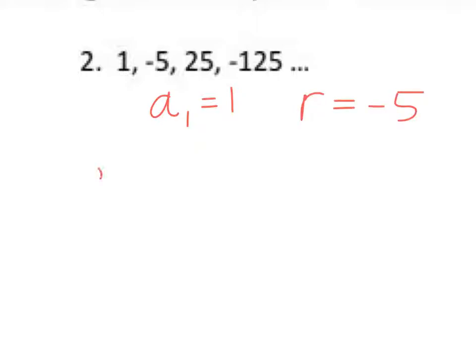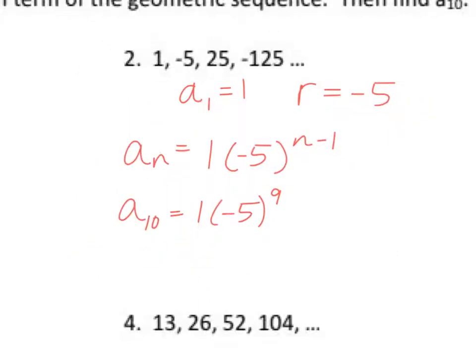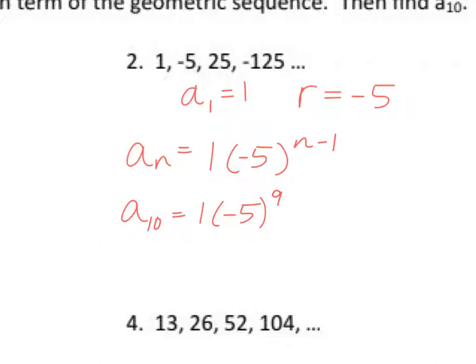So plug it in. Your first term is 1. You're multiplying it by the common ratio, -5, raising it to n minus 1. You are finding the 10th term. So 10 minus 1 would be 9. Make sure when you type this in your calculator, -5 goes in parentheses, because you're raising a negative number to a power.